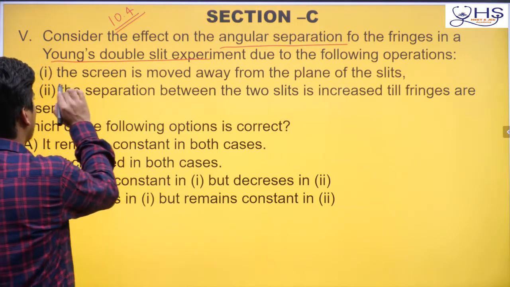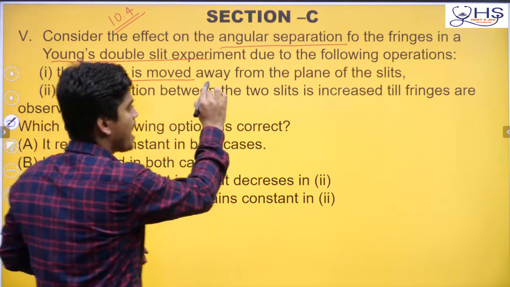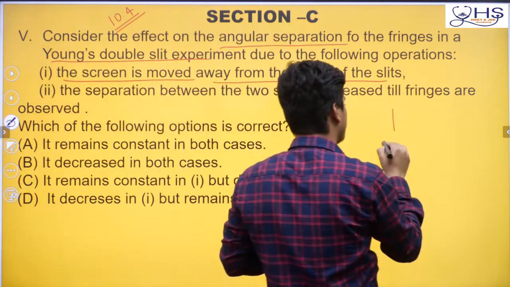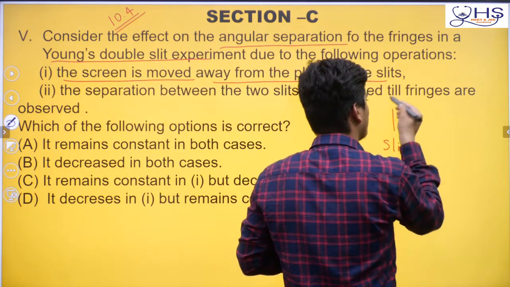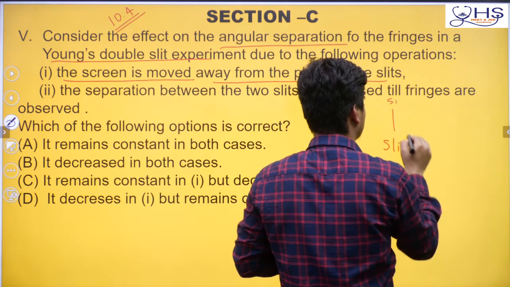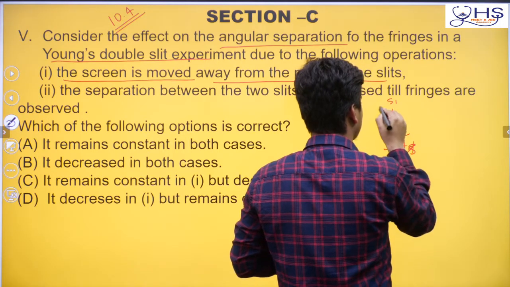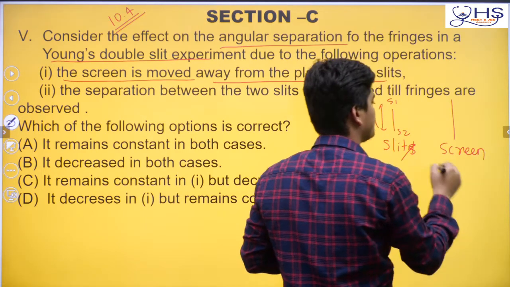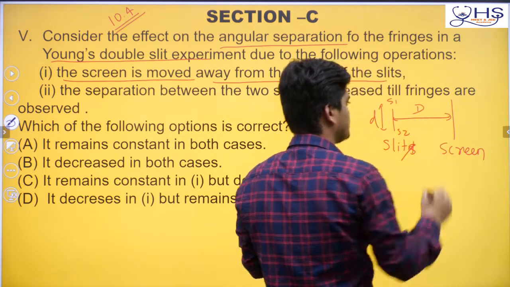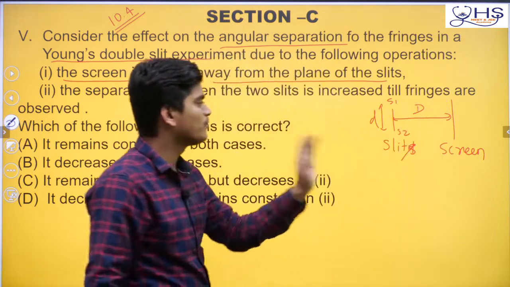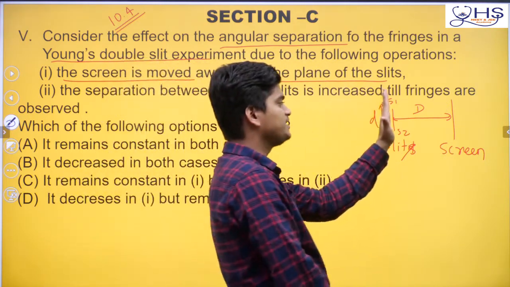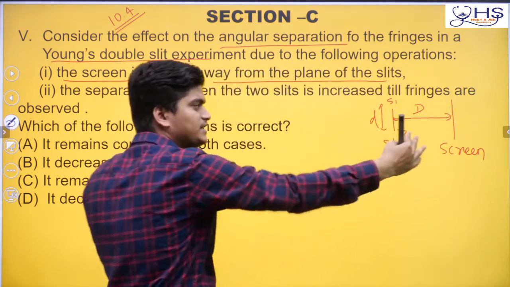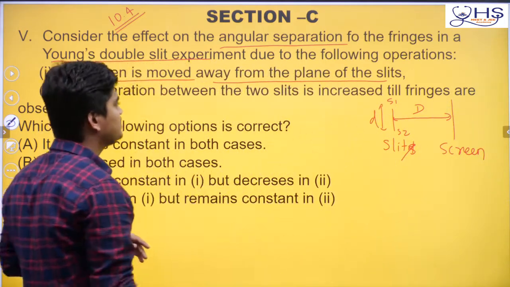Now see here, what they are telling: the screen is moved away from the plane of the slits. What does that mean? Here the slits are there, two slits S1, S2, and this distance is small d, and here the screen is there in Young's double slit experiment. This is the distance capital D. Now the screen is moving away from the slit, so this capital D is increasing, right? Moving away means D is increasing.